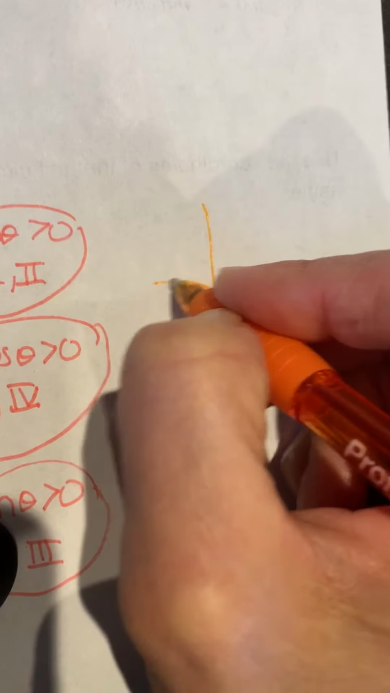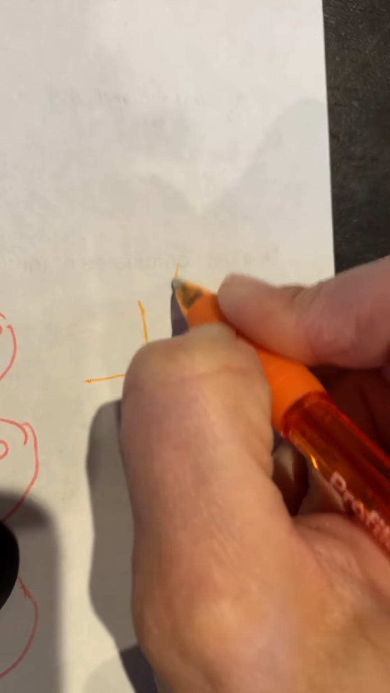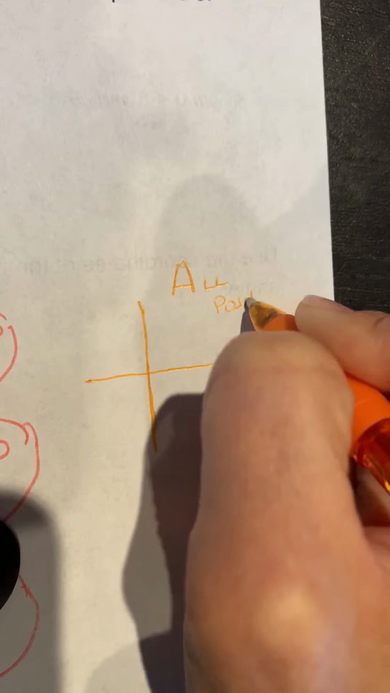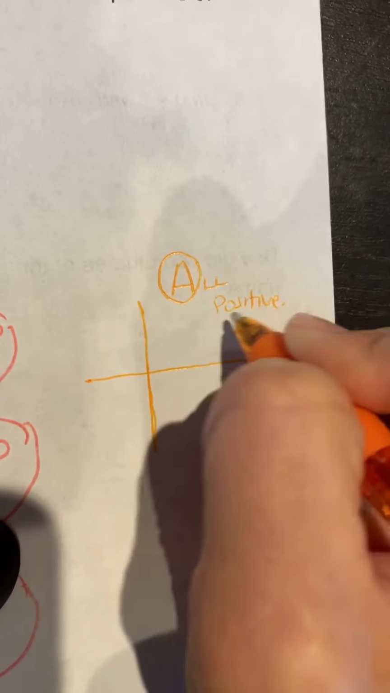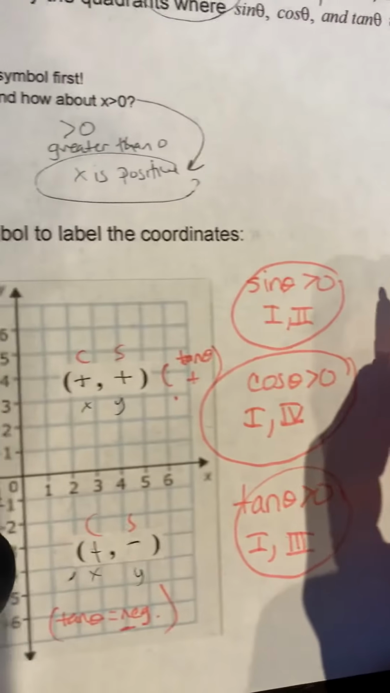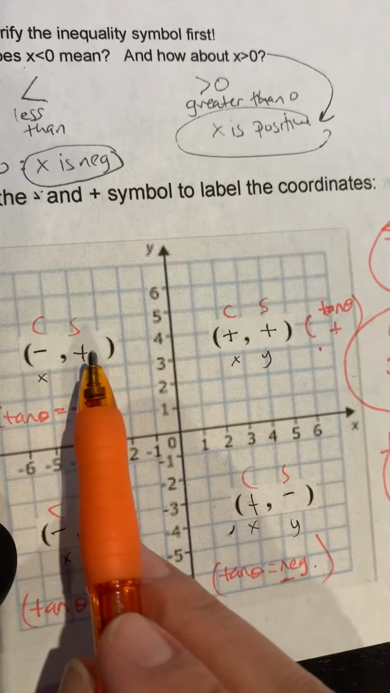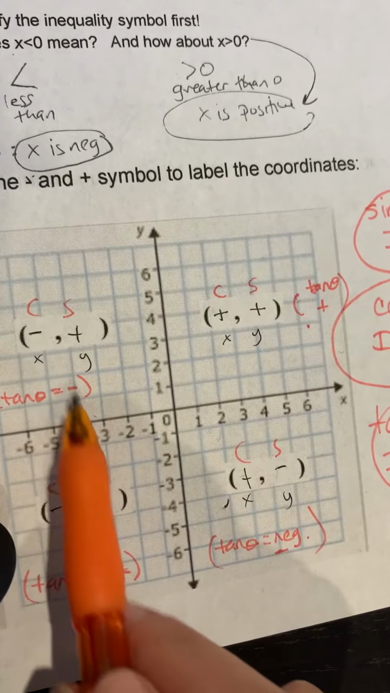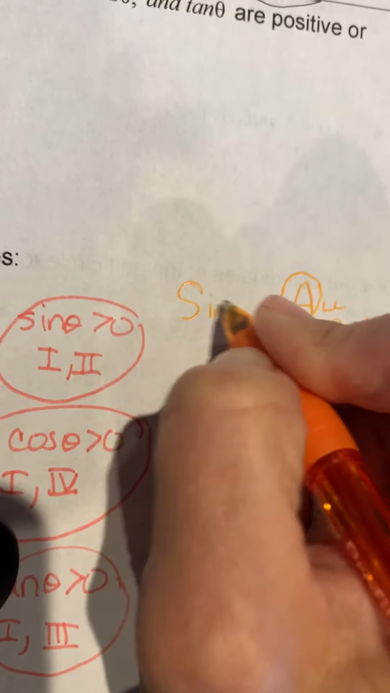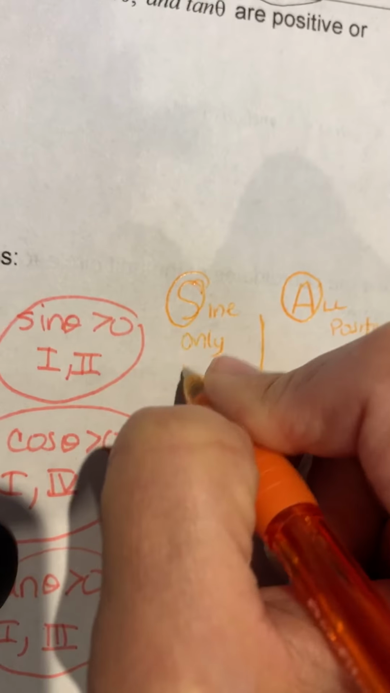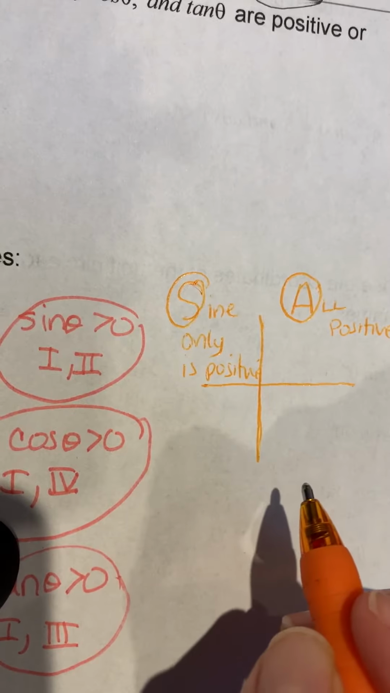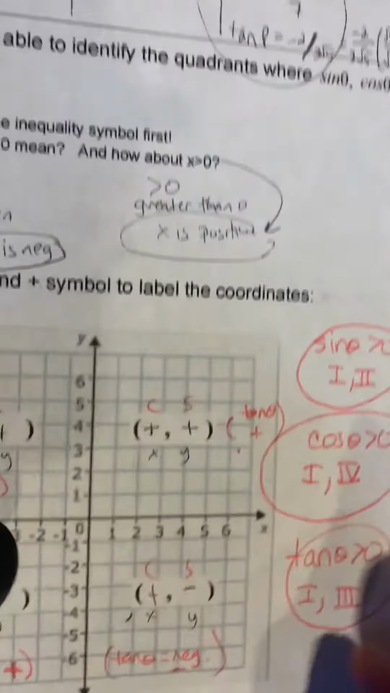You should draw it too. Here, put a capital A, for all positive. What about here? Who is the only one positive in quadrant 2? Well, sine's positive. But what about cos and tan? Negative. So sine only is positive. Okay? So sine only.